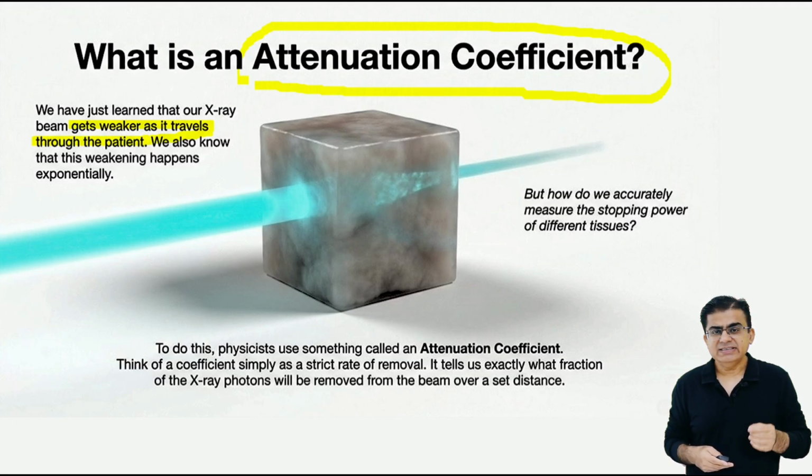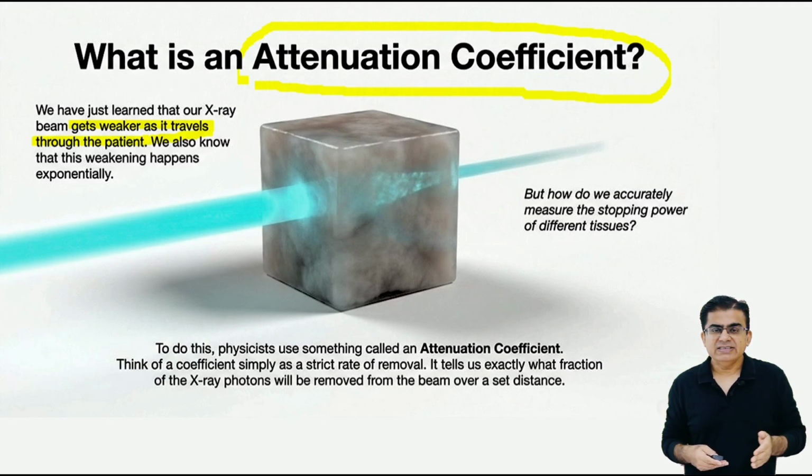In the first 1 centimeter of tissue, if the first 1 centimeter removes 10% of photons, the next 1 centimeter will not remove the exact same number of photons. It will remove 10% of the remaining photons. Once again, the next 1 centimeter will not remove the exact same number of photons. It will remove 10% of the remaining photons.